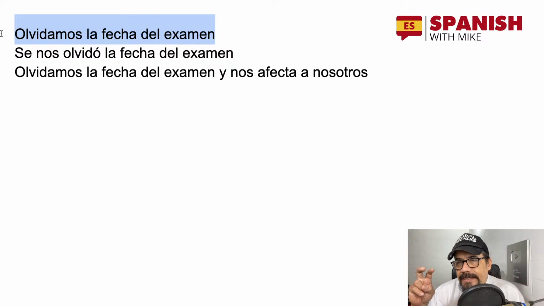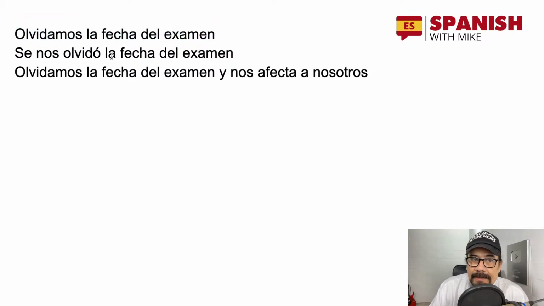Now, if it's not our fault, because it's nosotros olvidamos, we say se nos olvidó. Se me olvidó for me. Se te olvidó for tú. Se le olvidó for él, ella, usted. Se les olvidó for ellos, ellas, ustedes. Se nos olvidó for nosotros. Se nos olvidó la fecha del examen, meaning that we forgot, it wasn't our fault and we simply forgot it.